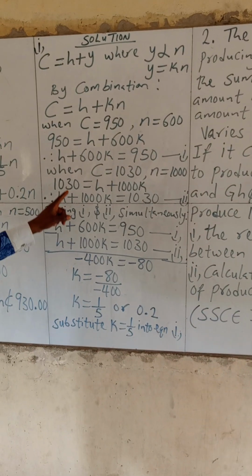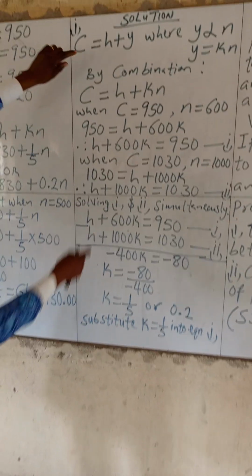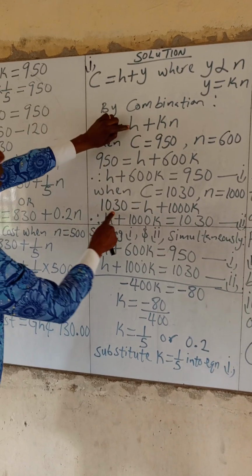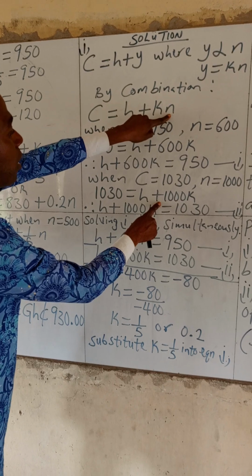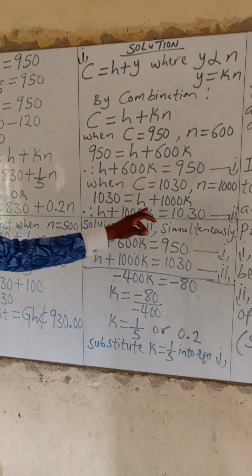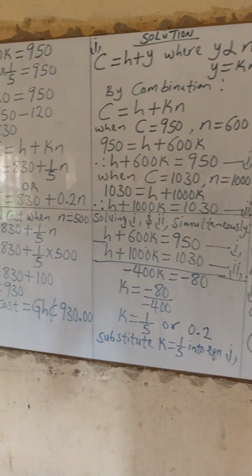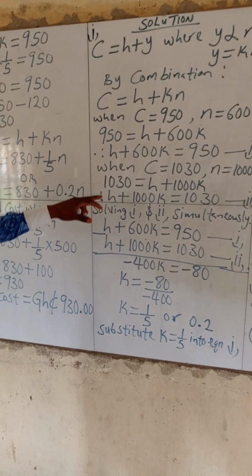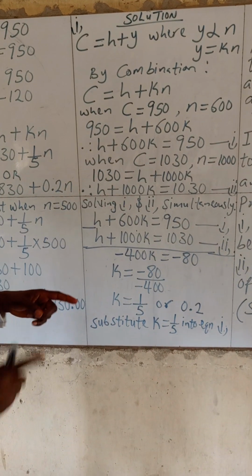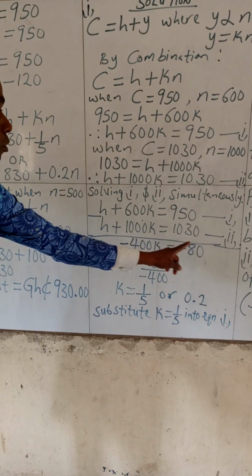So when cost is 1030 and n equals 1000, we substitute back into this equation. Where we see C, we put 1030, and n is 1000. So 1000 times k gives us 1000k. So we have H plus 1000k equals 1030, giving us equation 2. We are going to solve equation 1 and 2 together simultaneously. So equation 1 is this, and this is equation 2.